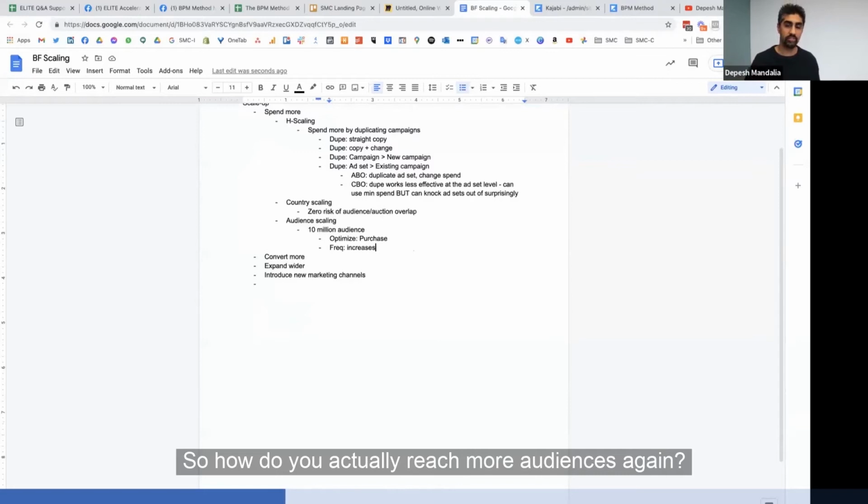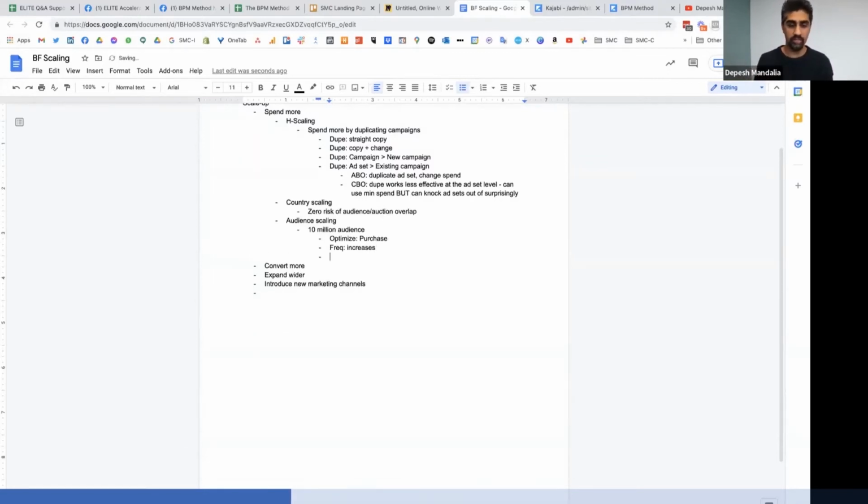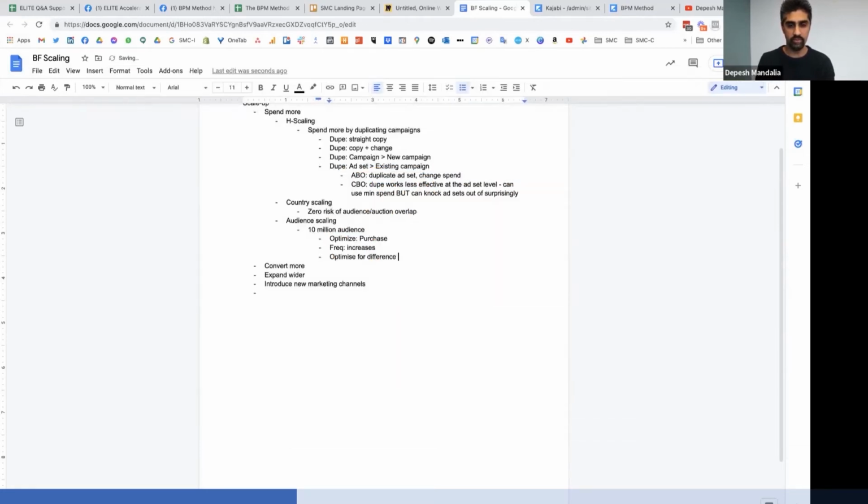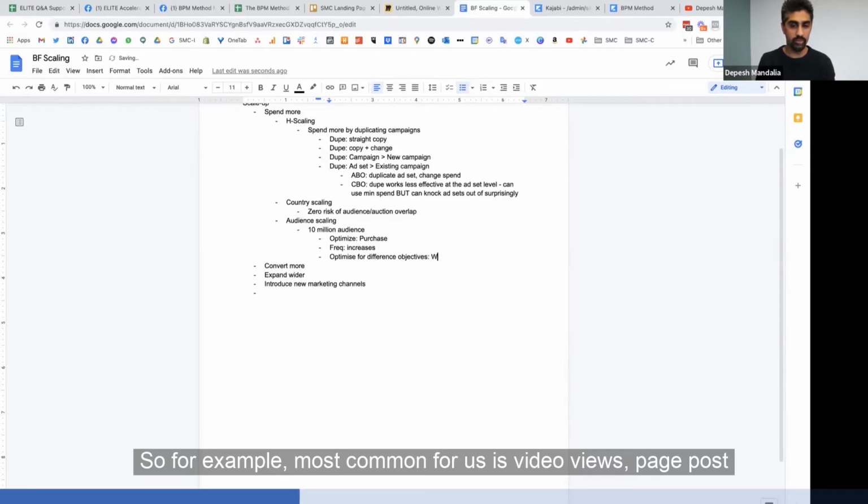So how do you actually reach more audiences? Again, you should know this from the BPM method, but as a reminder, then you optimize for different objectives. So for example, most common for us is video views, page post engagement.